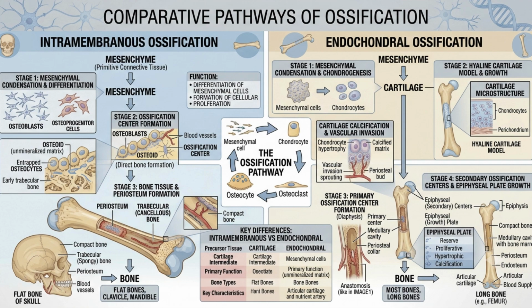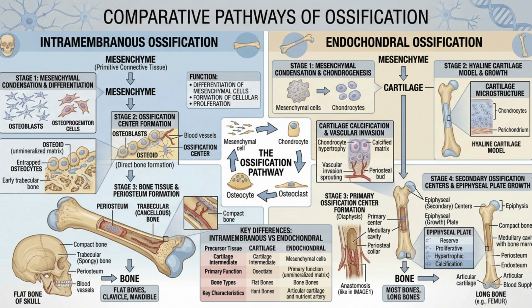Bone development is called ossification. There are two major types. The first is intramembranous ossification. Here, the bone develops directly from mesenchymal tissue without first forming a cartilage model. This mechanism is particularly important in the development of many flat bones of the skull as well as the clavicle.